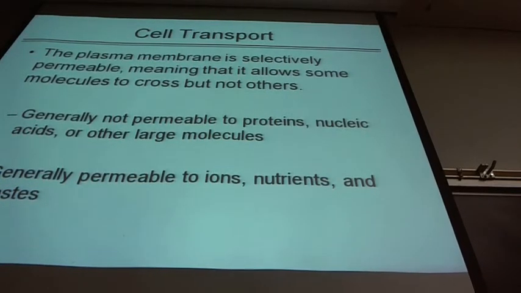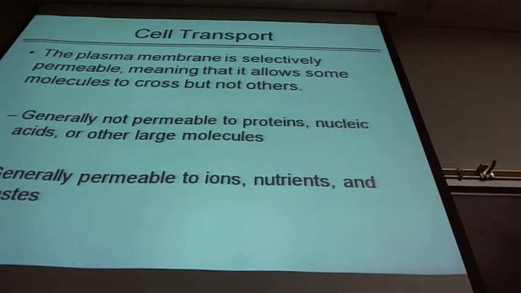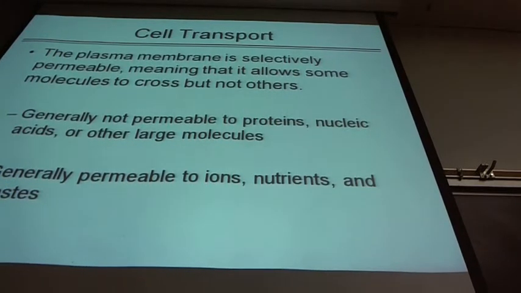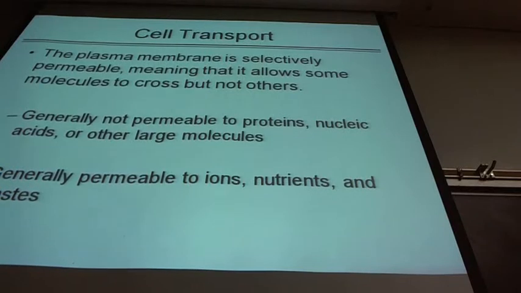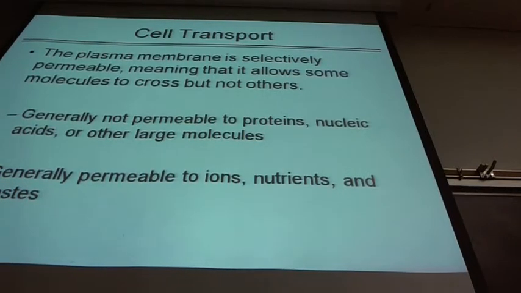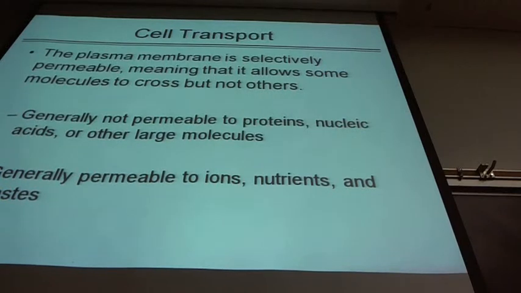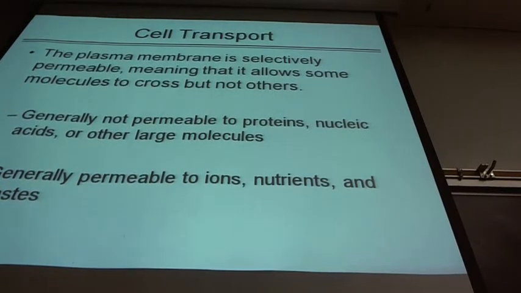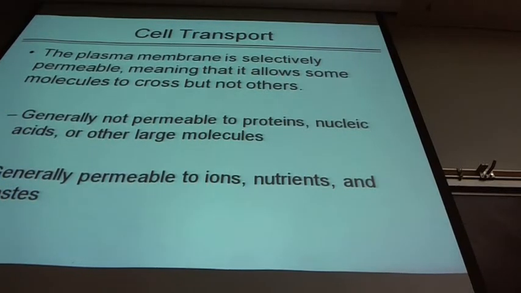Generally not permeable to proteins, nucleic acids, or large molecules. Generally permeable to ions, nutrients, and wastes. I mean, obviously, the waste you want to get out. The cells have ion channels or ion gates, and we'll get to that. And nutrients: obviously, you need to be able to get glucose and that into the cell, depending on the type of cell. A neuron uses lactate rather than glucose.